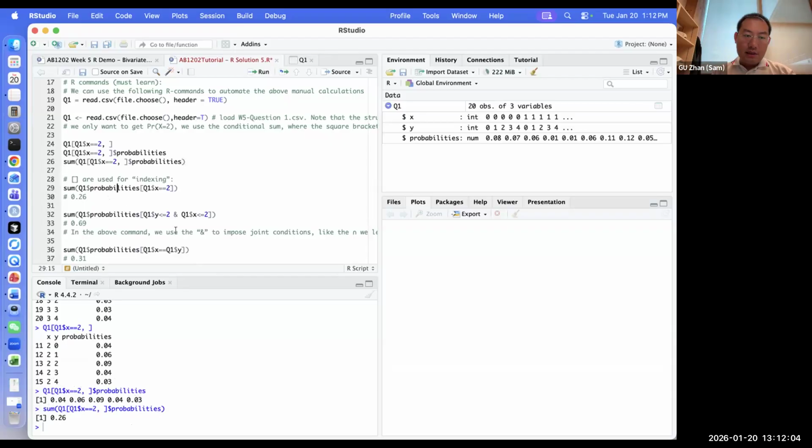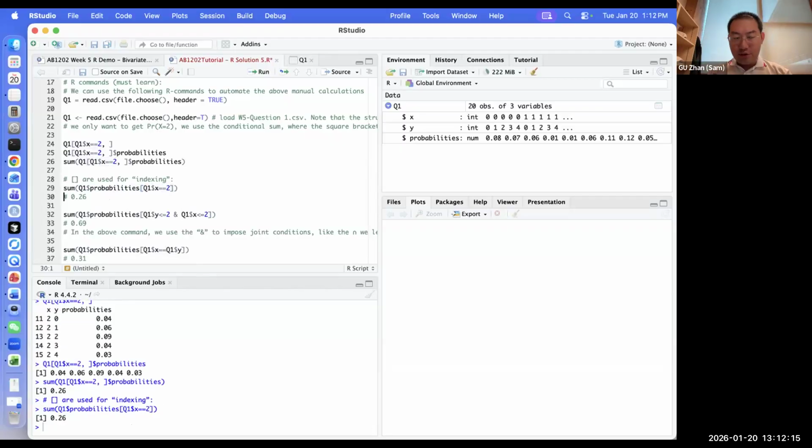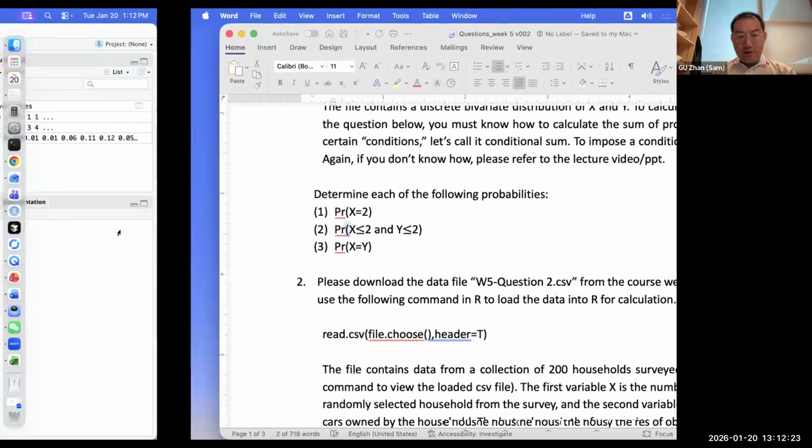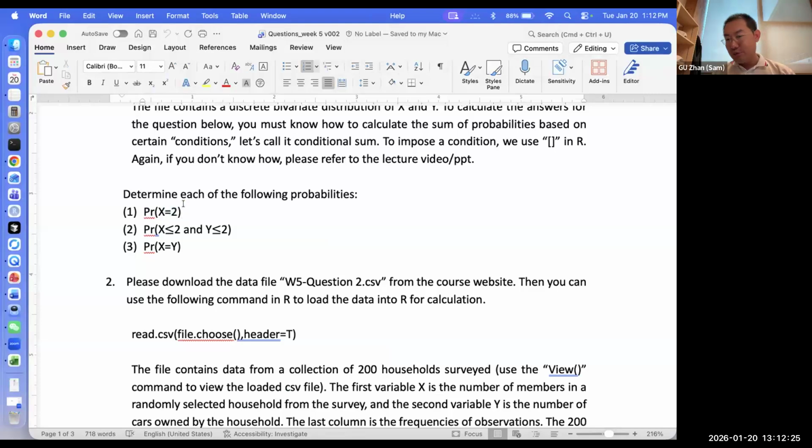Another way is to directly obtain the value: sum the data set's probability while giving a condition. There's another way to do it, but I'm showing you step by step. It's easier for you to verify whether the result is correct. Okay, so we get the first one, right?